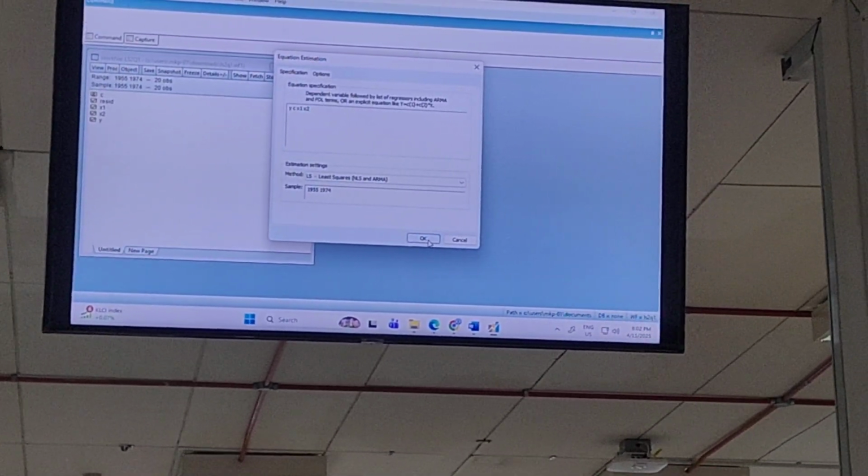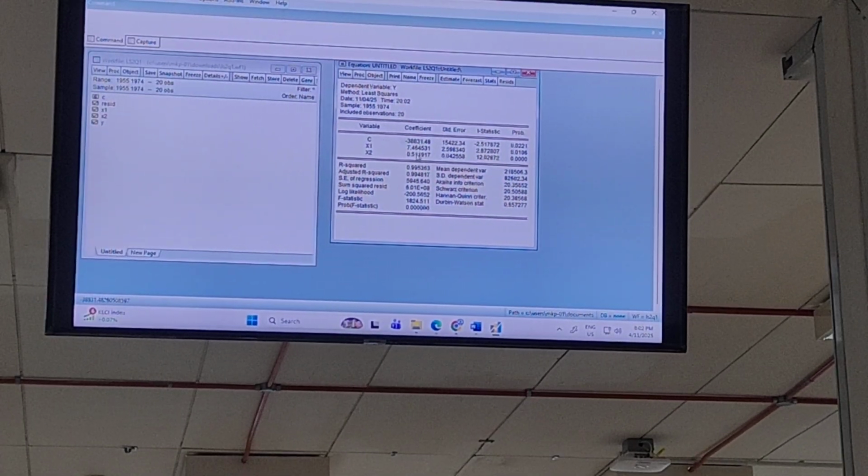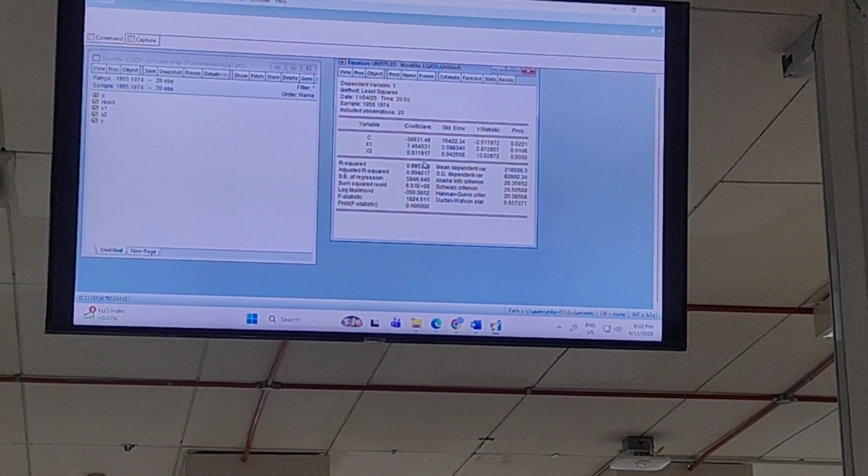So okay, you get an estimate. So c is the estimated value of beta 0. This one is the estimated value for beta 1. This one, 0.51, is the estimated value for beta 2. So we need the option for x2.